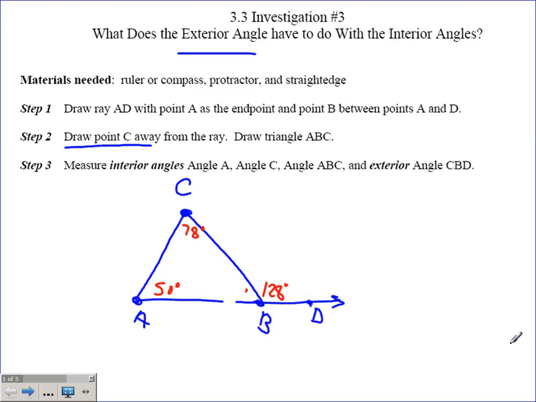It's bigger than the other two, I agree with that. So these two angles are smaller than this angle. Each of them individually, like 50 is smaller than 128, 78's smaller than 128. Yeah, so this guy plus this guy is going to equal the guy on the outside.